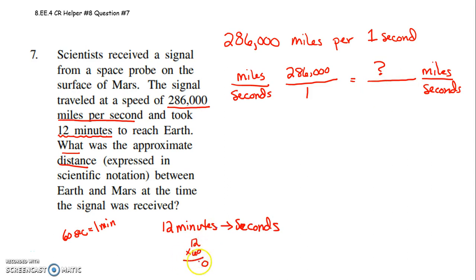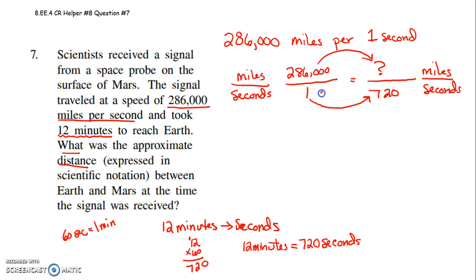So 0, now I go to my tens place. 6 times 2 is 12, put down a 2, carry a 1. 6 times 1 is 6, and 1 is 7. 720 seconds. So we now know that 12 minutes equals 720 seconds. And that's the number that will go right here. So it's 720 seconds.